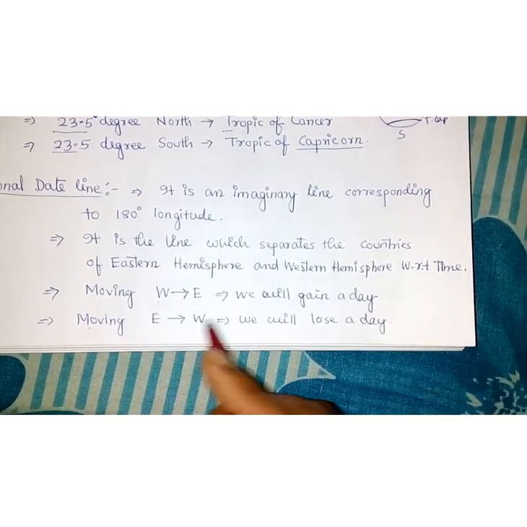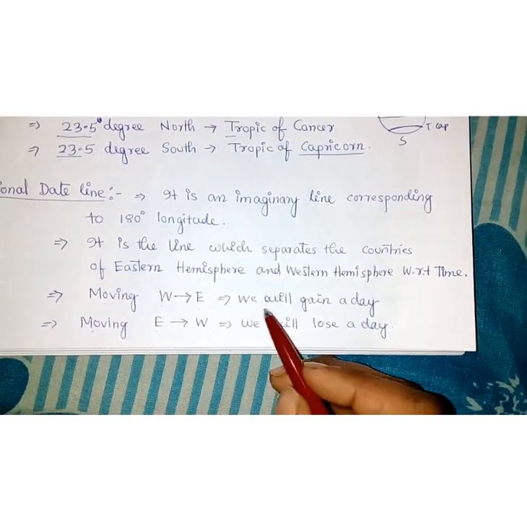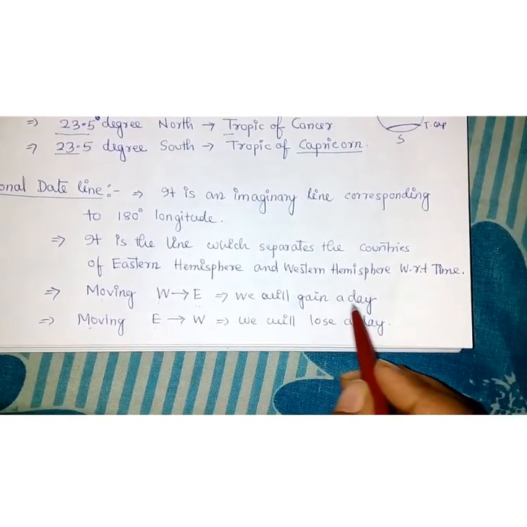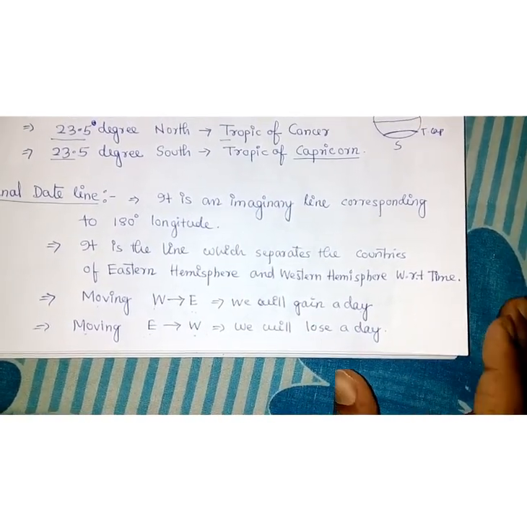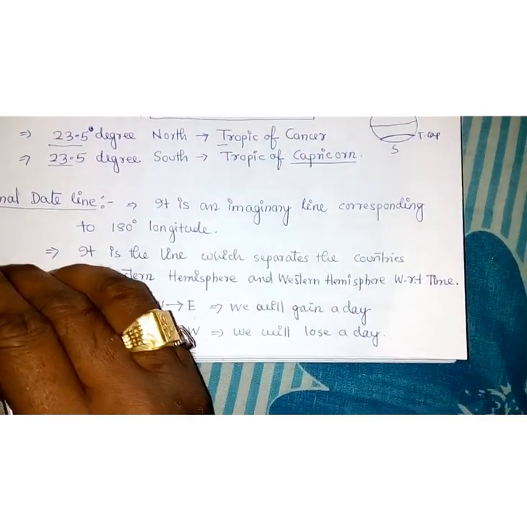Moving east to west, we will lose a day. So we have to remember this: west to east, we will gain a day. East to west, we will lose a day. So this is the International Date Line.